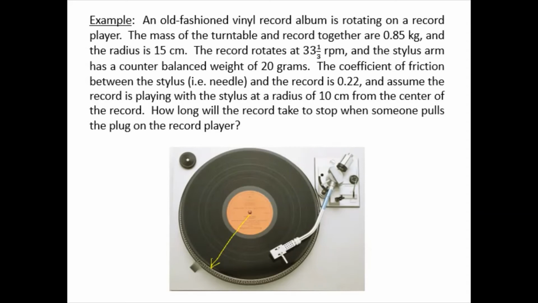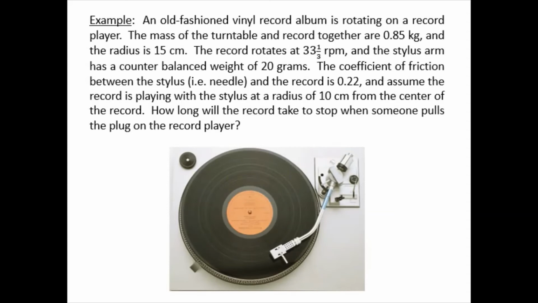Okay? The record rotates at 33 1/3 RPM. The record would be rotating this way in this particular case, if you're not familiar with these devices. And 33 1/3 RPM stands for revolutions per minute. So the record's going to go around 33 1/3 times in a minute.